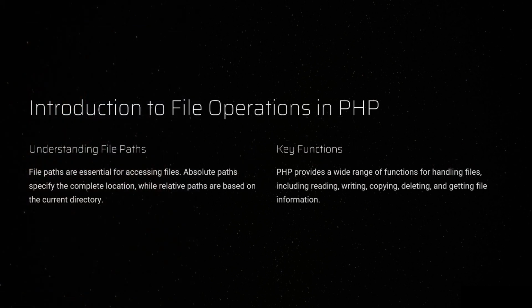And now, introduction to file operations in PHP. Now let's understand file paths. To work with files in PHP, we first need to understand the file path. Basically, there are two types of file paths: absolute path and relative path. An absolute path gives the full location of a file, while a relative path is based on the current directory.